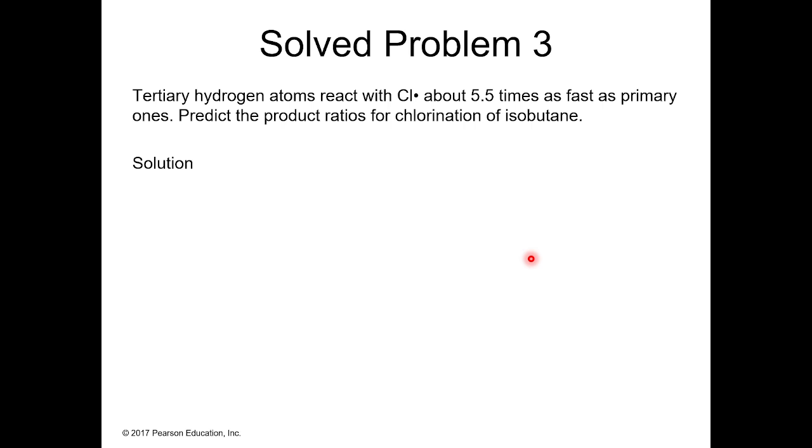Okay, so the tertiary hydrogen atom reacts with the chlorine free radical about 5.5 times as fast as the primary ones. Predict the product ratios for chlorination of isobutane. That's what I had done with you before, by the way. What we did in percentages before. Okay. You can just do this one in multiples, which is a little easier. And of course, in a minute or two, I'll help you along anyway.